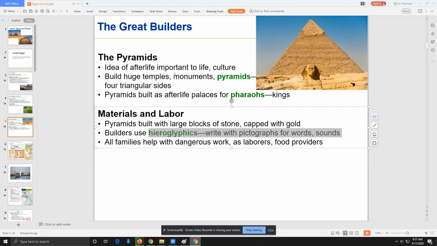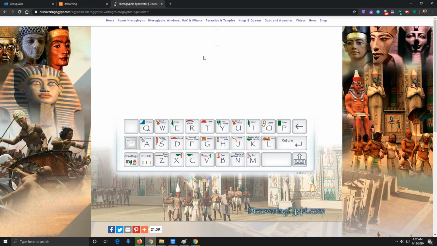So, how do you translate hieroglyphics? Well, pretty easy. I'll show you right here. All right. So, here are each one of the letters in the alphabet. And then we have our little keyboard here. So, if I want to type in Ferrara, for example, Ferrara. There you go. That's how you write Ferrara in hieroglyphics. So, you got Viper, Reed, Mouth, Vulture.